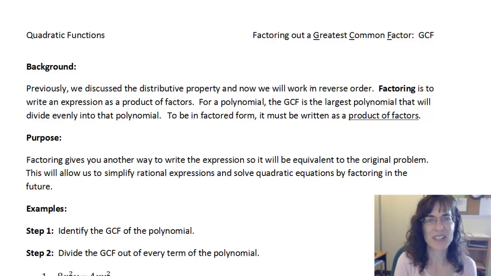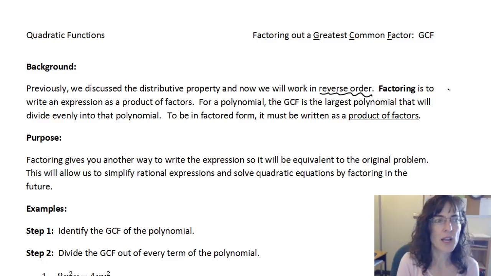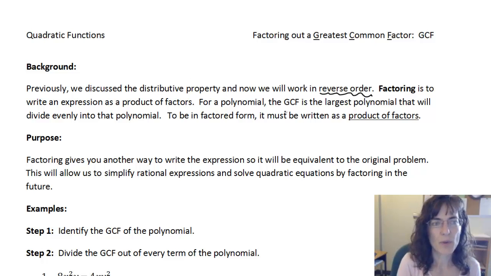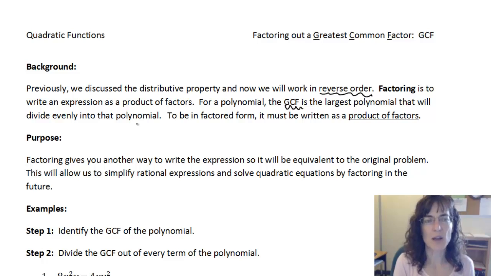Factoring out a greatest common factor. We discussed the distributive property and how we can use the reverse distributive property to help us factor. And factoring is so that we can write an expression as a product of some factors. And for a polynomial, the greatest common factor is the largest polynomial that will evenly divide into that polynomial.